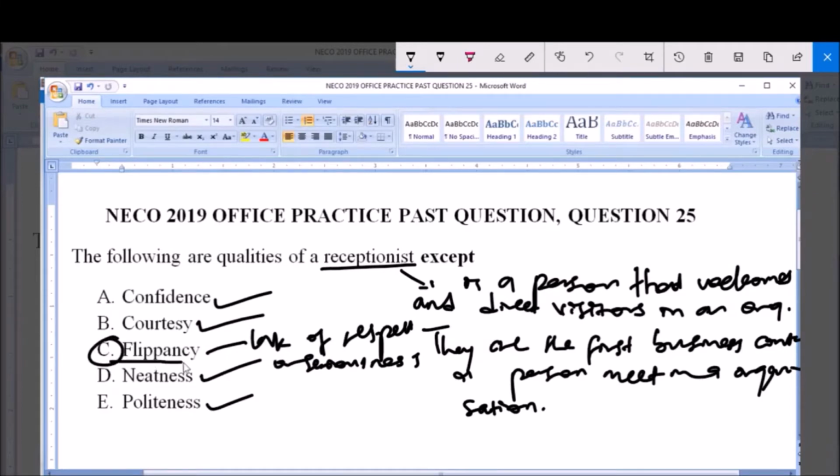Because what? A receptionist must be polite, must be respectful, cautious, truthful, and must be confident in his or her work. He must be tactful in order to solve every difficult situation. So flippancy, which is lack of respect or seriousness, is not a quality of a receptionist at all. So the answer to this question is option C, flippancy.